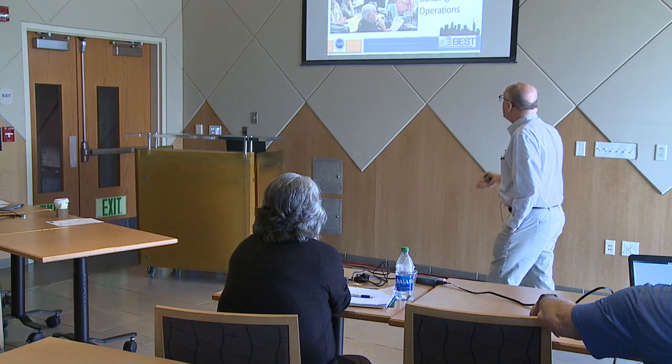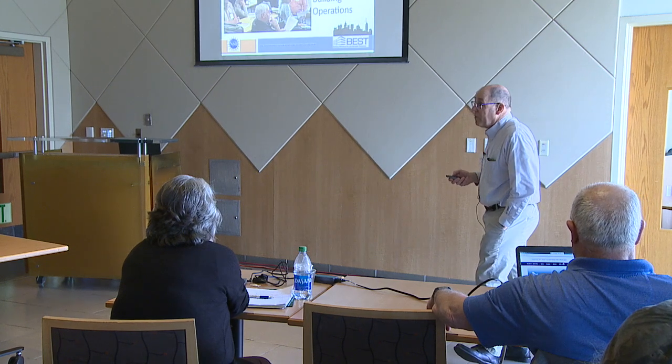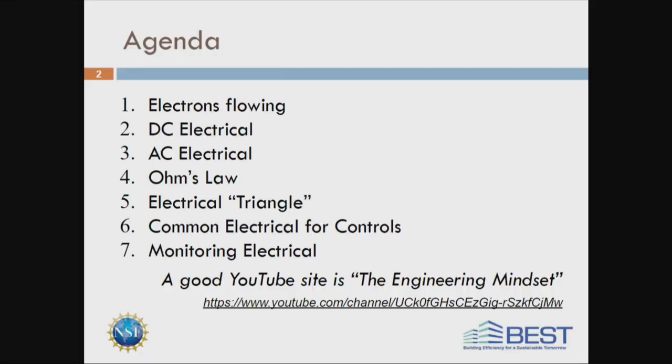So, fundamentals of measuring electrical power in building operations. I'm going to start from a very basic level here, talking about electrons flowing. And then we'll get into DC, AC, electrical, Ohm's law, very important, especially when you're talking about using 4-20 milliamps. One thing that we have not covered, at least to Brian's and my recollection, during any of these institutes, is the triangle, the electrical triangle.